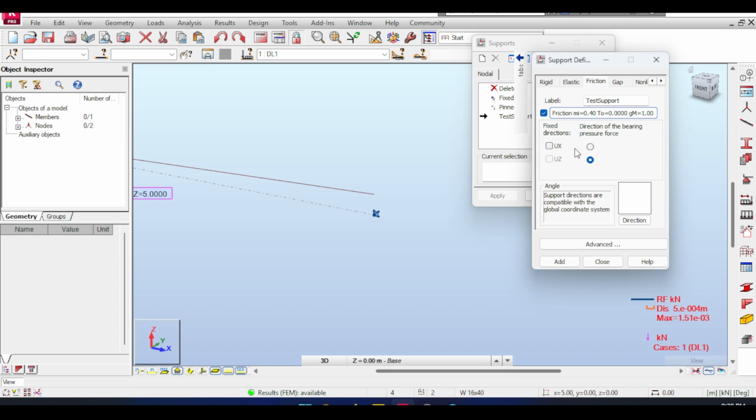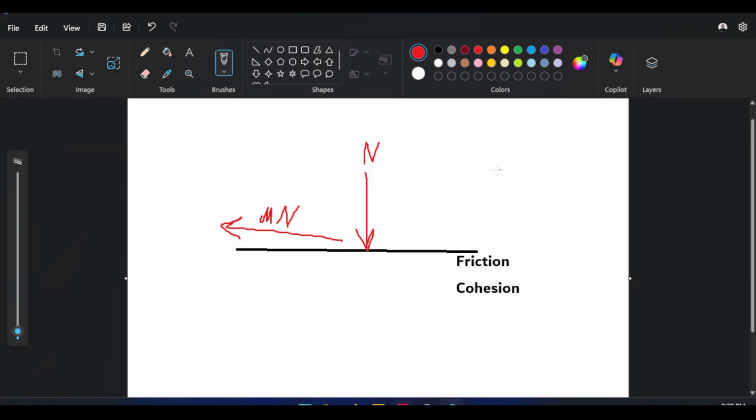And you can have friction on 2 sides. You can use friction this or friction that. Now, what is this and that? Of course, in 3D, you have the 3 directions. This is the direction of the bearing pressure force. If you click on UZ, this means that you have this typical scenario where the force is in Z and the friction is, of course, perpendicular, which means in the X.